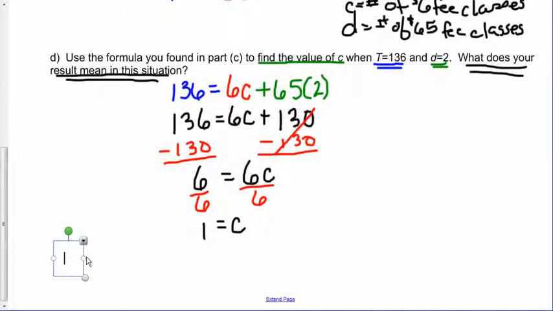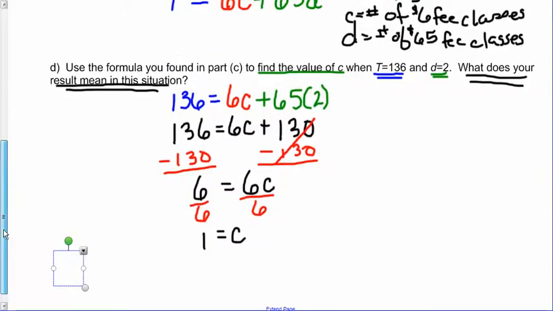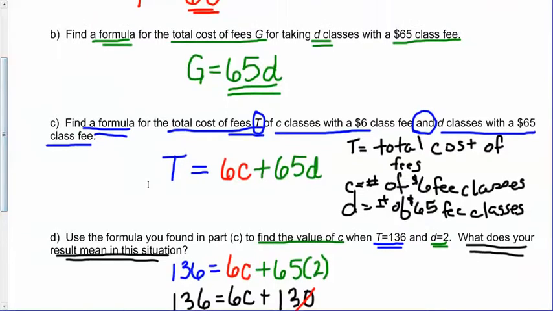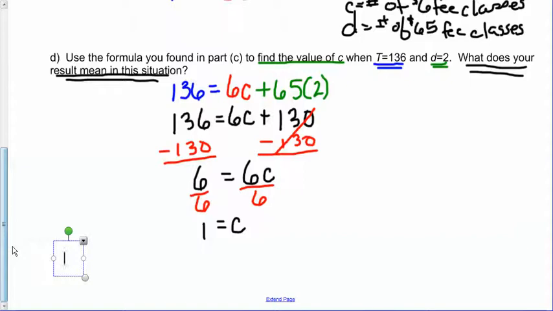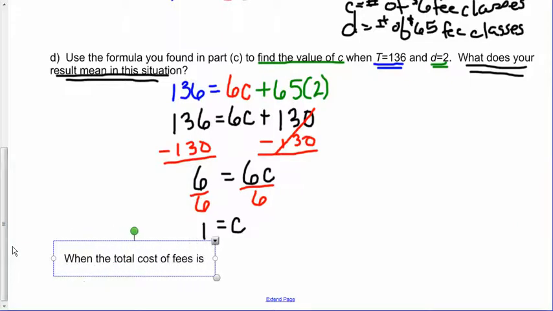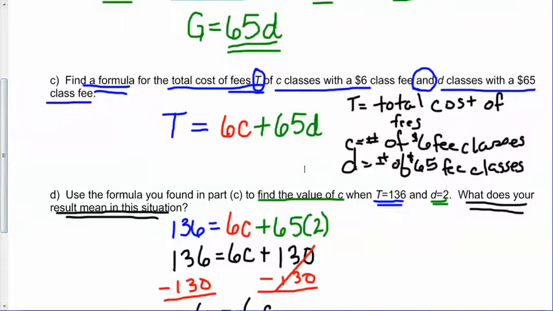So remember they told us that T was 136. What did T represent? Well, I can't remember now. Let's go back up and see. T was the total cost of fees. Okay, so when the total cost of fees is $136, and so it's a cost, so that's talking about a number of dollars, right? And now D was 2. Do you remember what D represented? If not, let's go back up here. Here's my information about D. D is the number of $65 fee classes.